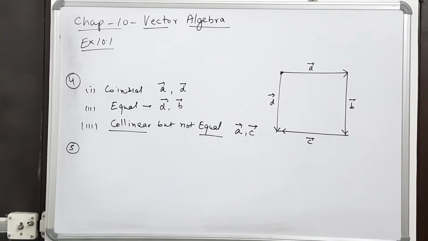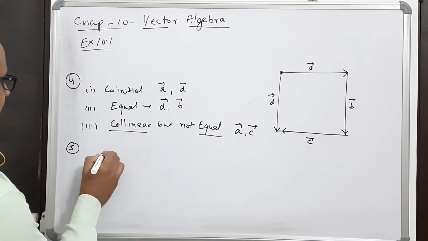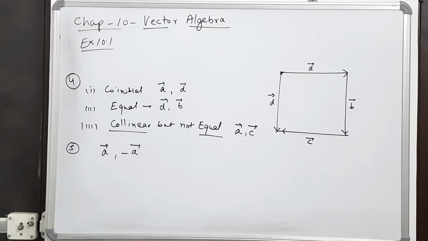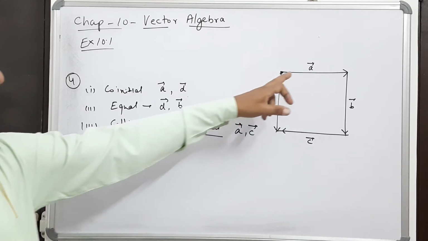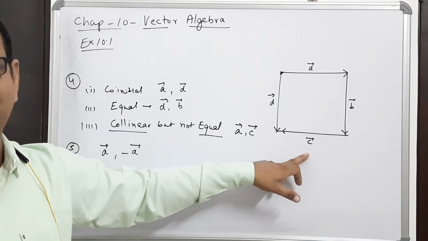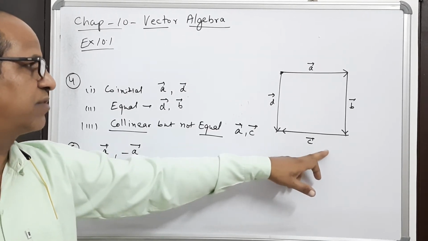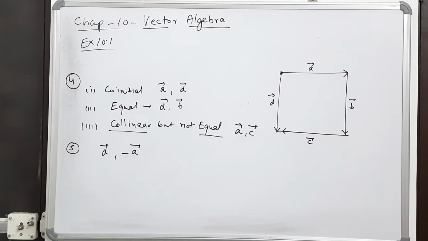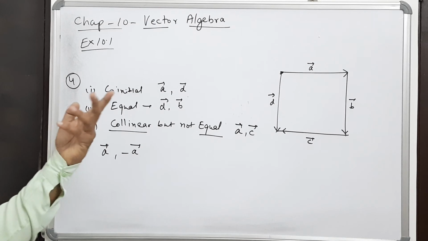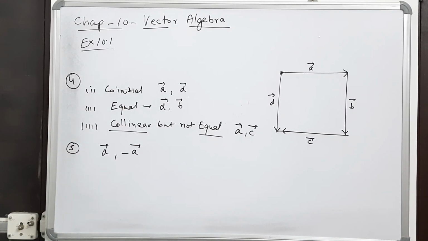Now I am coming to question number 5, and the first part is that A vector and minus A vector, these two are collinear. So it is true. You can see, if I say this is A vector, then this C is minus A because the direction is different. Here indirectly C is equal to minus A. So we can say A and minus A are collinear. It is true. Two collinear vectors are always equal in magnitude. No, it is not necessary. Two collinear vectors may be having different magnitude and even their directions may be different.